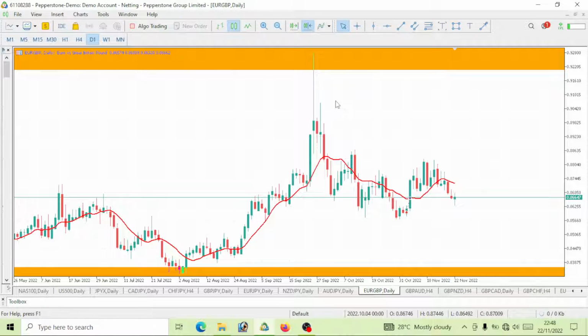So Euro GBP for the day. We would want to know where this price will be moving.